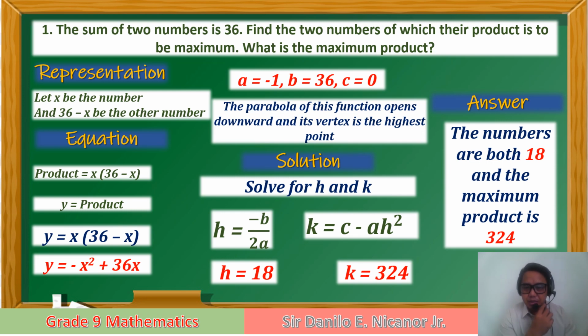Try nyo yun kasi kapag minultiply mo 19 tsaka 17, 19 plus 17 is 36, mas maliit yun. So, yun na yung pinakamalaking product, yung 18 times 18. Yung pinakamalaking product which is 324.